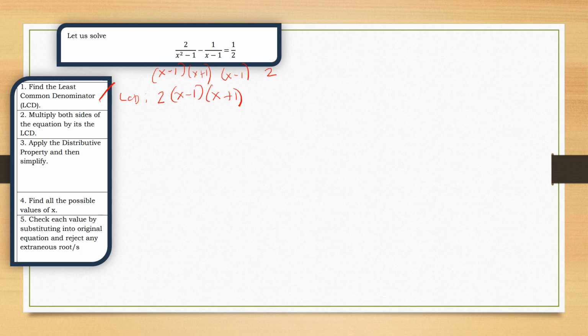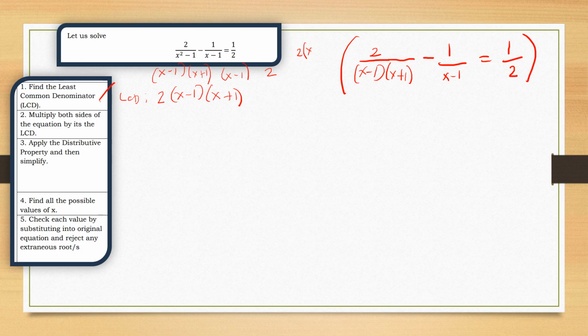From that, let us multiply both sides of the equation by its LCD. So, ayan na, kopyahin natin yung buong given. Factored form na ang ilagay natin ng x squared minus 1 para mas madaling mag-divide mamaya. Minus 1 over x minus 1 equals 1 half. I-multiply natin to sa LCD natin na 2 times x minus 1, x plus 1, tsaka 2 times x minus 1, x plus 1.